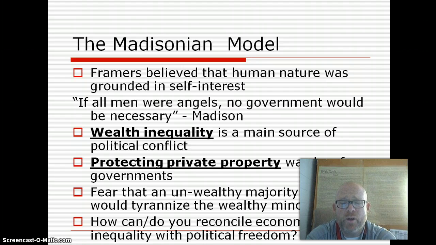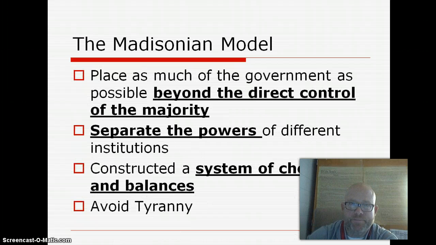He had a real fear of mob rule, or that unwealthy majority basically taking over and using tyranny to overtake the government. And again, one of the big questions that has to come up when you talk about Madison is, how do you reconcile economic inequality with political freedom? And you can kind of think of that in a contemporary sense also.